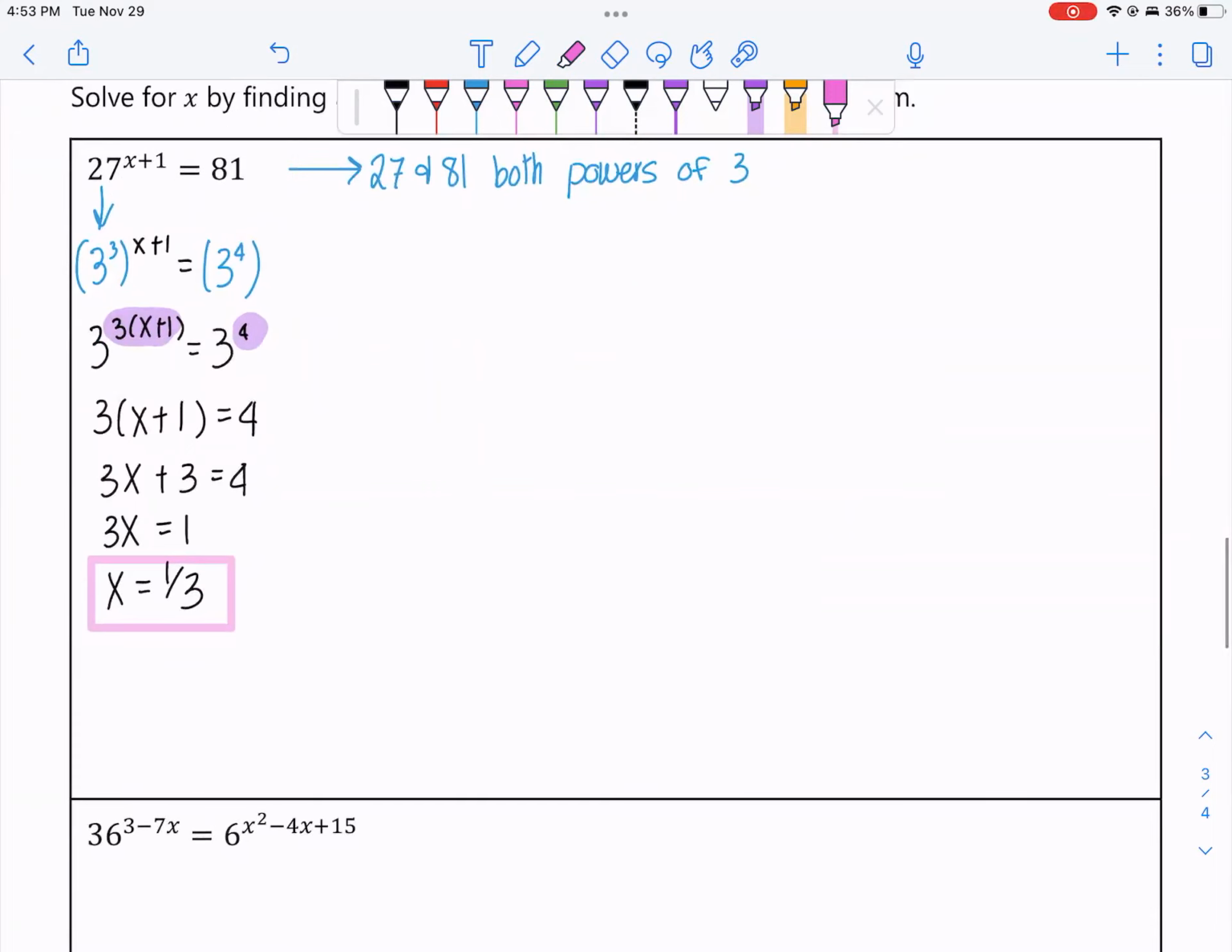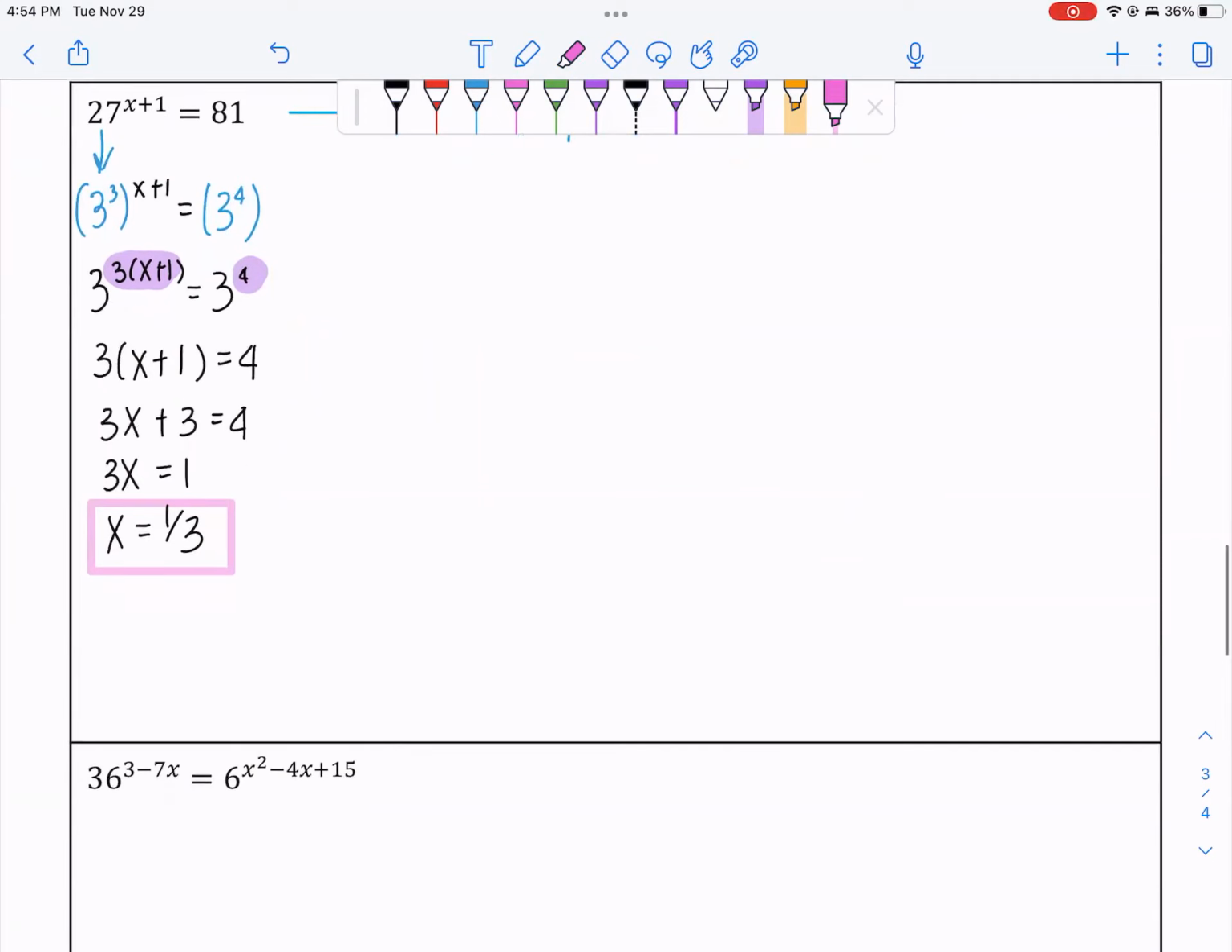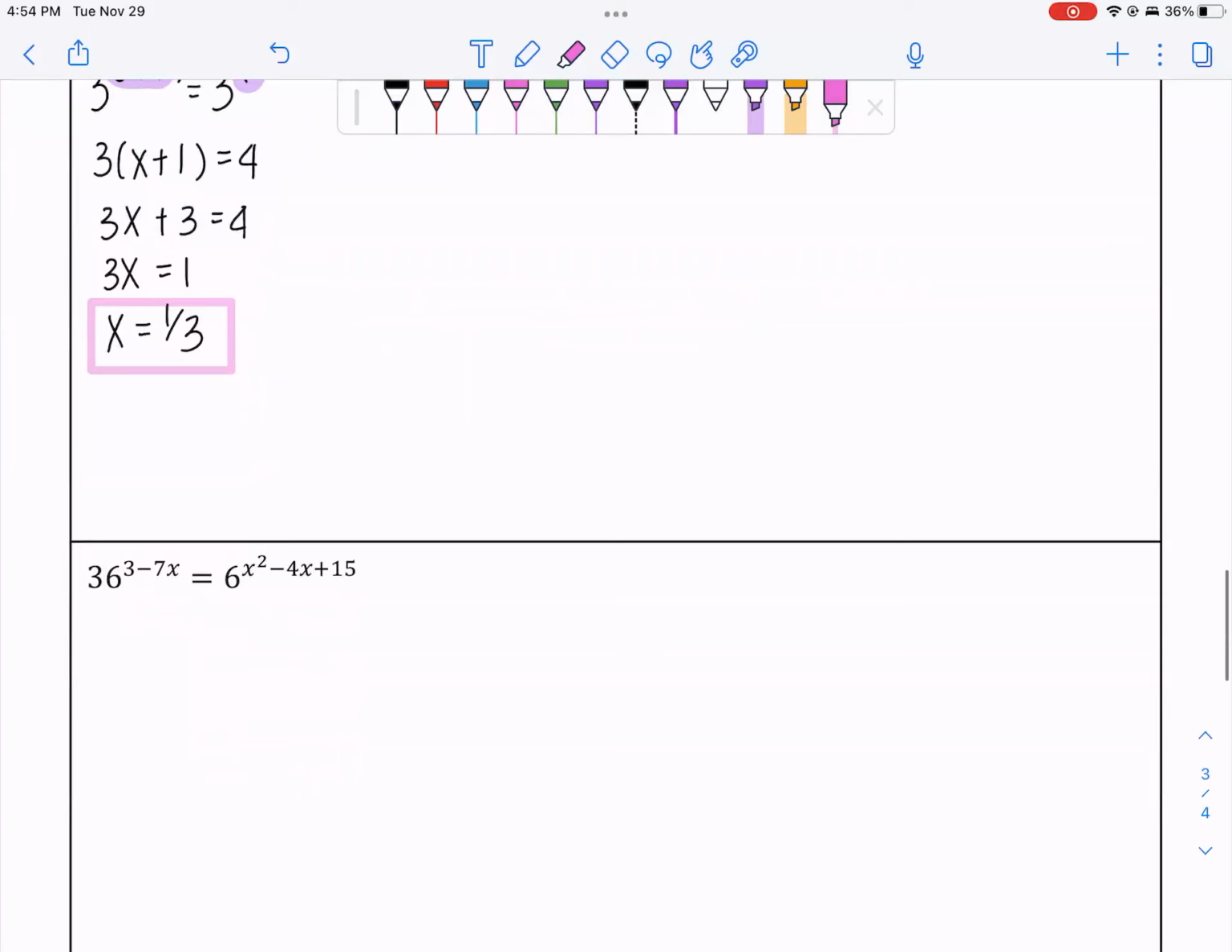Now this next one looks really scary, but I promise the only thing that makes it scary is that you have to factor a quadratic. So let's do it. Don't be scared. It's going to be okay. Looking at 36 and 6, these are both powers of 6. So 36 I am going to rewrite as 6 squared raised to the 3 minus 7x.